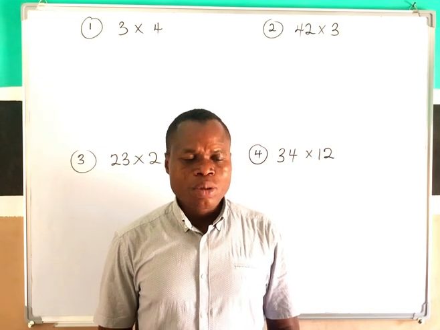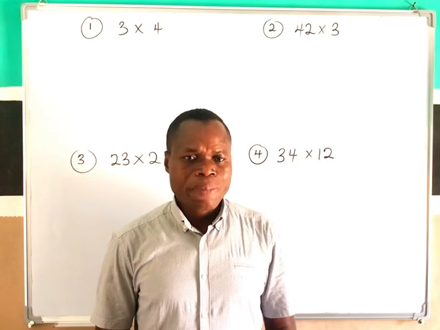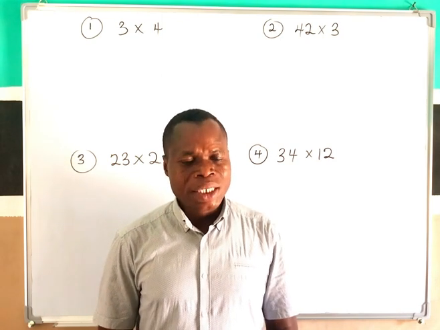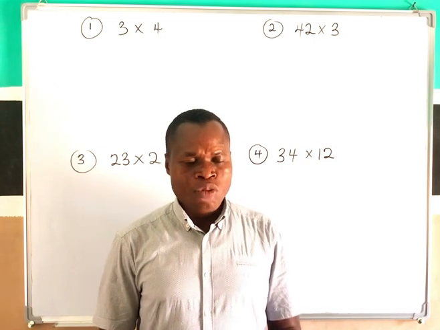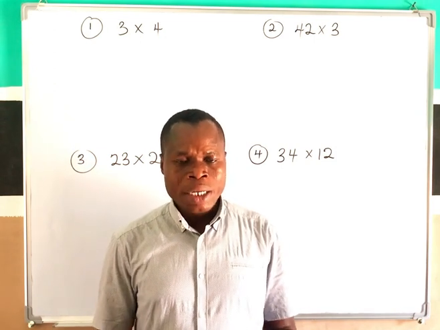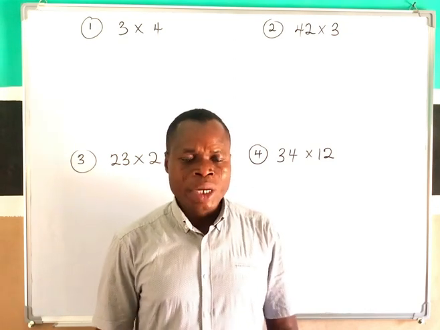Today, we are going to learn another interesting method of multiplication. This method is called the Japanese method of multiplication. And it is very good for kids at the lower grade. And I have 4 examples on the board to illustrate this method.